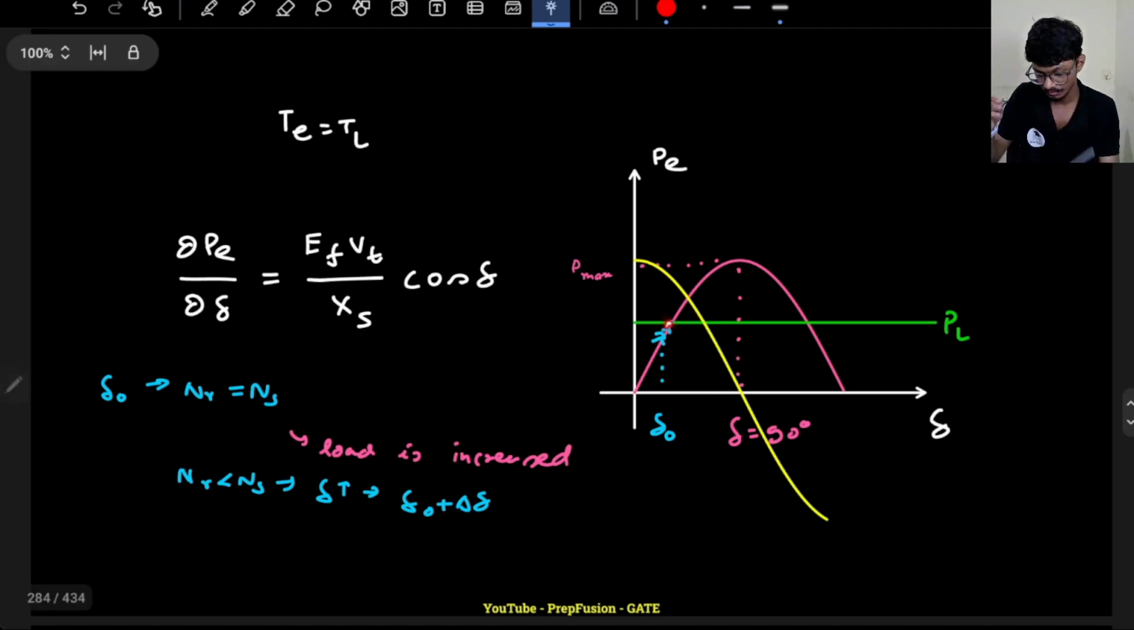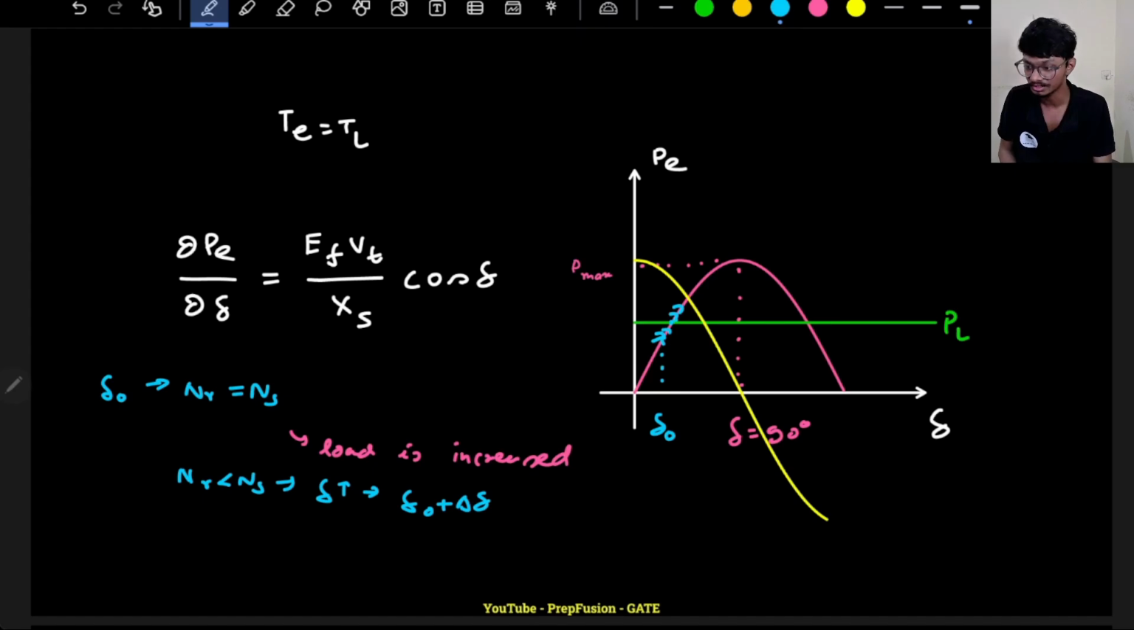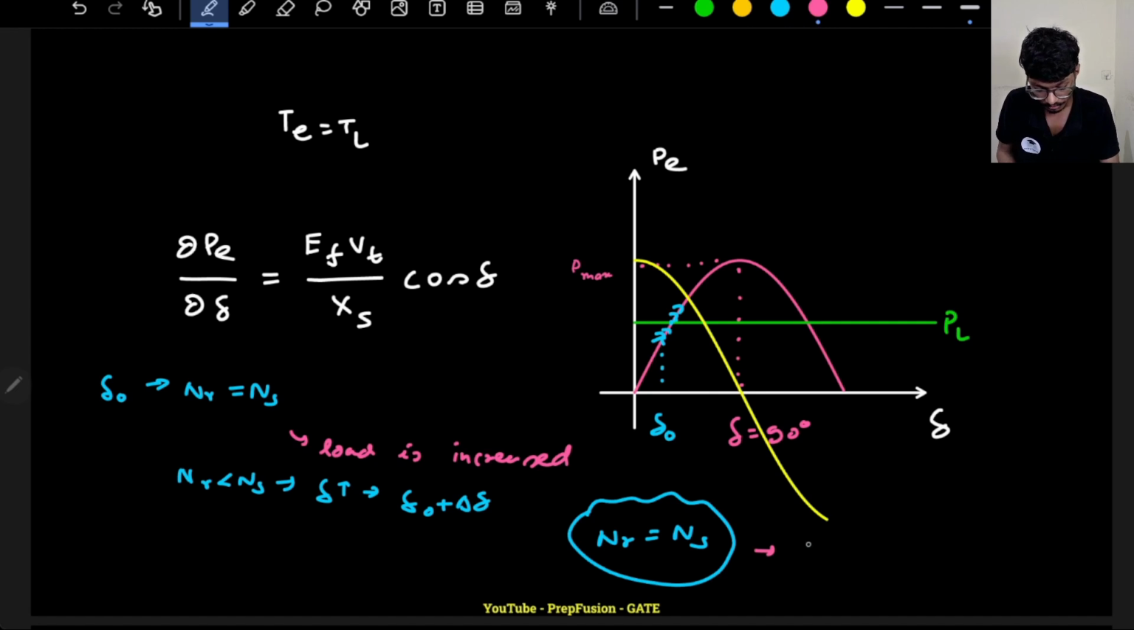So I reach this point, but still at this point my NR is less than ns, because for a second it has stopped. So still it will move ahead further. Why? Because to reach steady state, my NR must be equal to ns. How will NR be equal to ns? For that I need to develop a positive power, because I need to develop a positive torque. If torque is positive, that means torque on the rotor side is higher, so it will accelerate. So if it wants to accelerate, NR will go high.